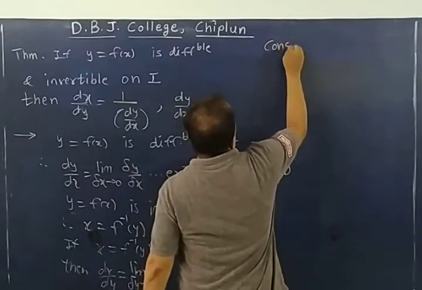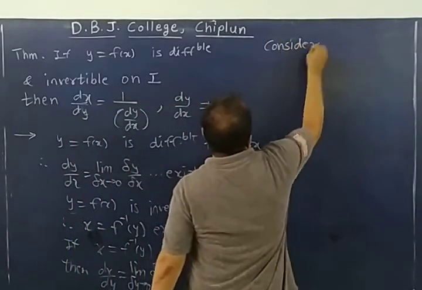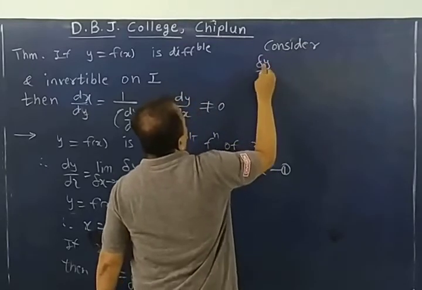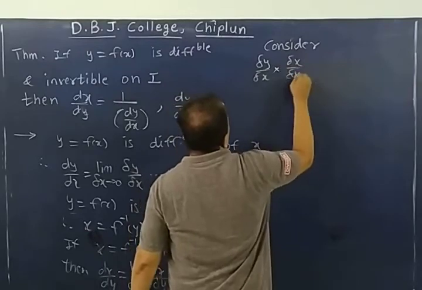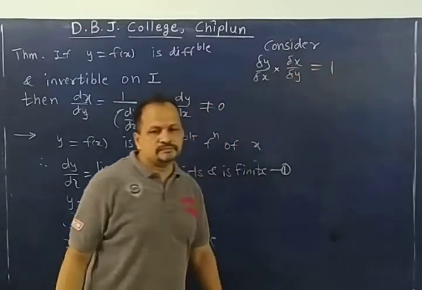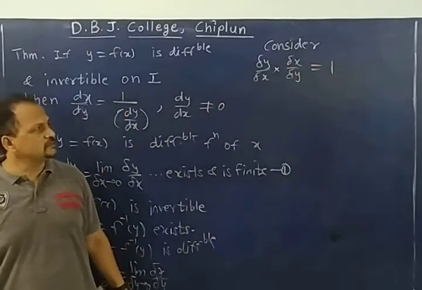Consider delta y upon delta x into delta x upon delta y is equal to 1. This is very clear.